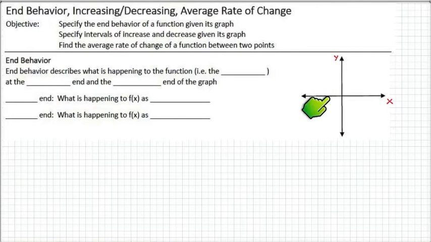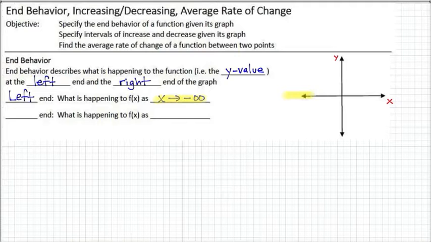When we have a graph, the graph only shows visibly this piece of information right in here, and we don't know what really happens out here. And so end behavior is a description of what is happening to the function, i.e. the y value, at both the left end and the right end of the graph.